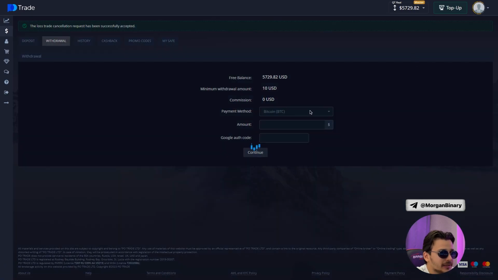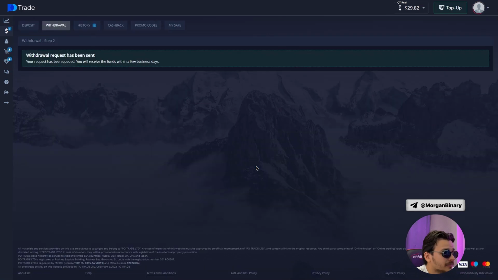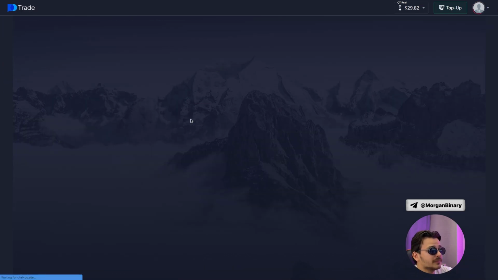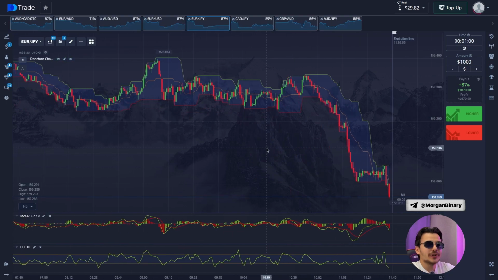Let's select the wallet, and the amount will be $5,700 from 20 guys. Click continue, and the operation is successfully complete. That's how our trading turned out today.